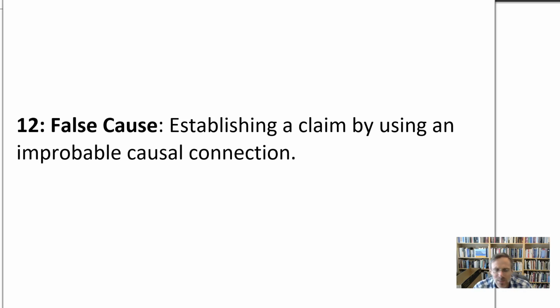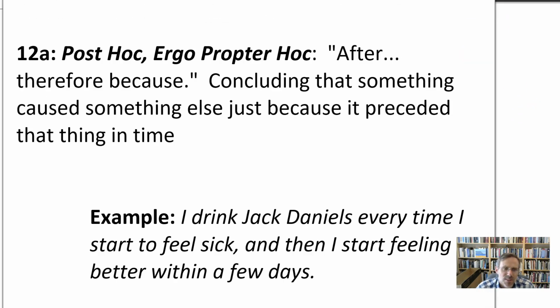Now Hurley is going to talk about three versions of false cause, but the essential element of what makes false cause is just that we're attempting to establish a claim using an improbable or unfounded causal connection. The first example I'll cover here is post hoc ergo propter hoc. This just means after, therefore, because.